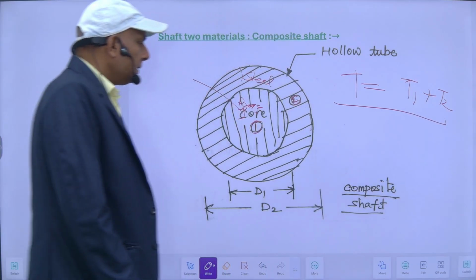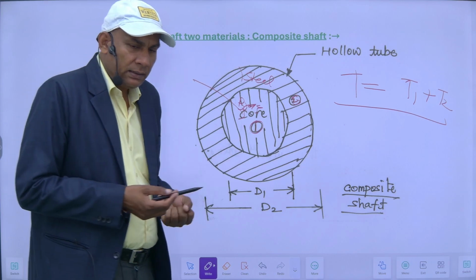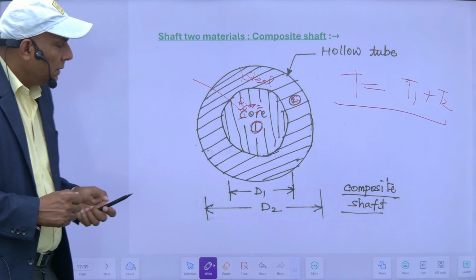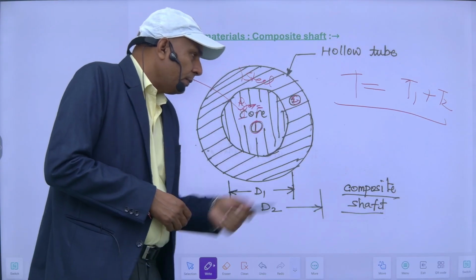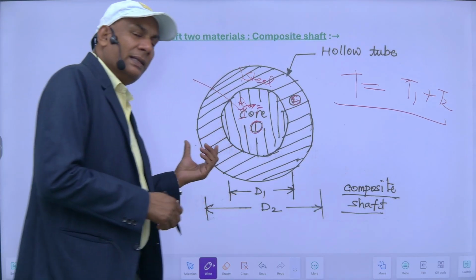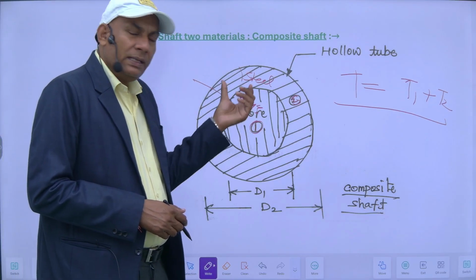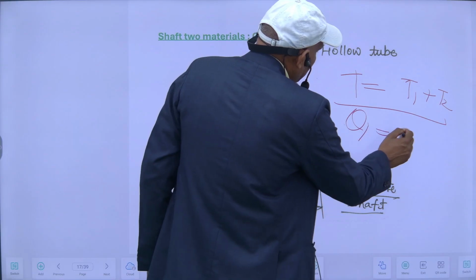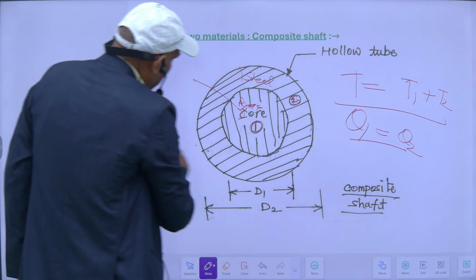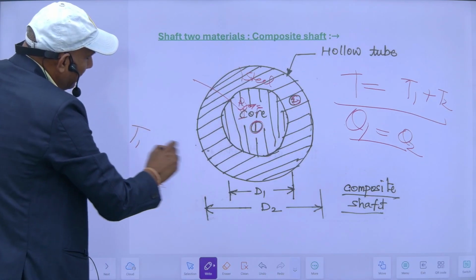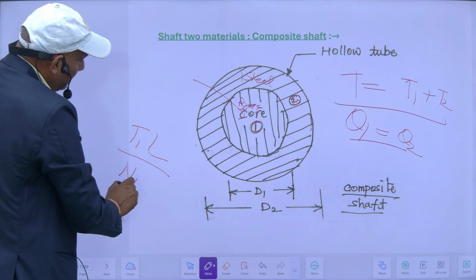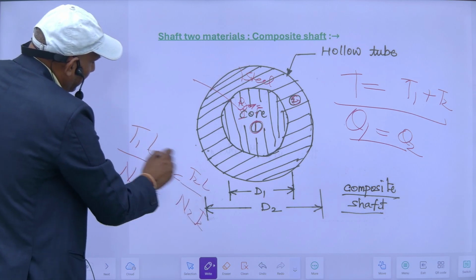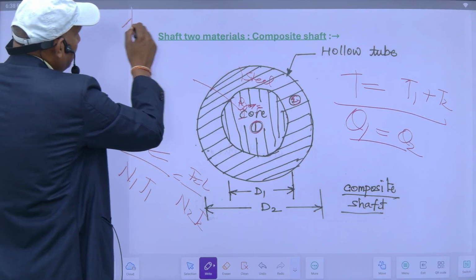Secondly, since they are rigidly bonded, they will behave as a single unit. It means my angle of twist will be same for both. So whatever will be the twist of this brass, that will be the same, because both are behaving as a single unit. So angle of twist is same here. Theta 1 is equal to theta 2. What does it mean? T1 L upon N1 J1 is equal to T2 L upon N2 J2, since length L is same.